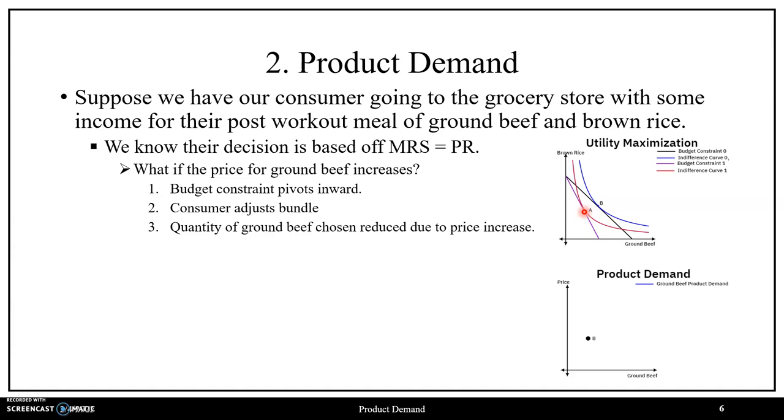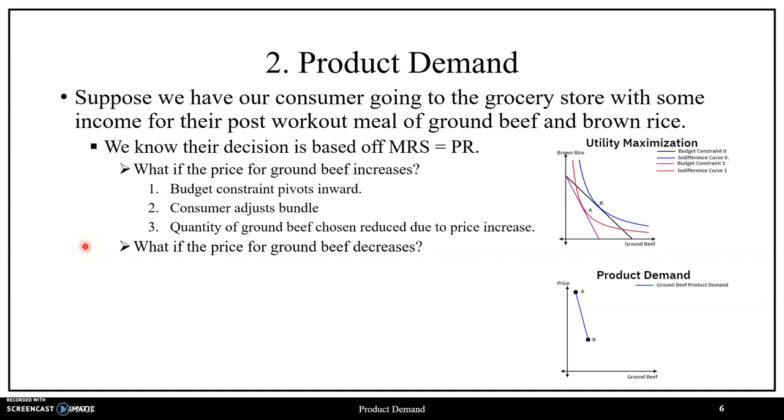But since our sole interest is in ground beef at the moment, what this means in terms of product demand is price has increased, quantity has decreased. So in terms of our product demand curve, this generates point A, where this reflects the price increase on ground beef and quantity has been reduced in terms of our decision of a post-workout meal.